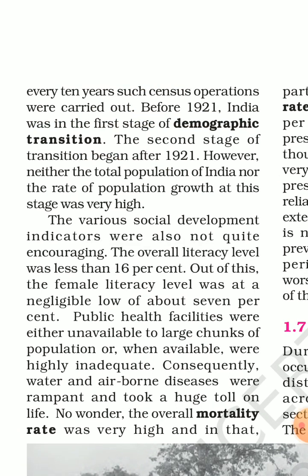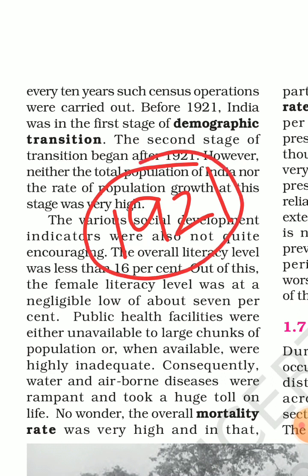So 1921, okay, this 1921 is also called the year of Great Divide. Why? Because before 1921 there was a situation of high birth rate and high death rate, but after 1921 what happened? There was a situation of low birth rate and low death rate. I would say there was a spread of awareness regarding health and hygiene.